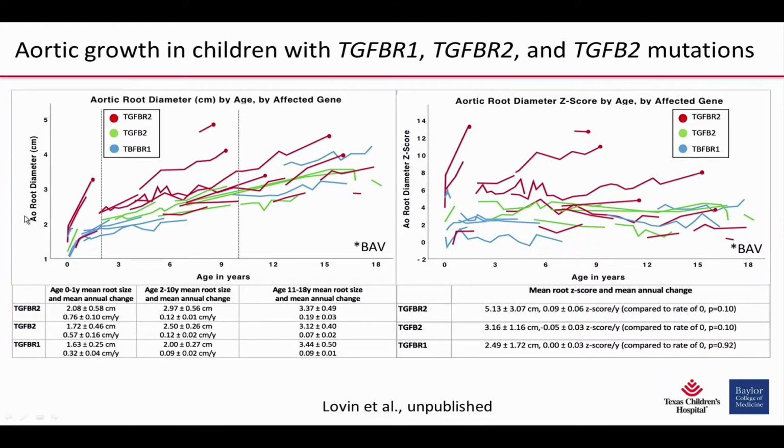These are similar graphs. This is aortic root diameter and aortic Z-score. These are slopes below. And if you look, you could just eyeball it. You can see that the TGFBR2 patients have a more rapid slope and generally are bigger. The ones with dots are the ones that went to aortic surgery. And what's interesting with BAV, all the stars are the ones with BAV. So our most severe patients all had BAV.